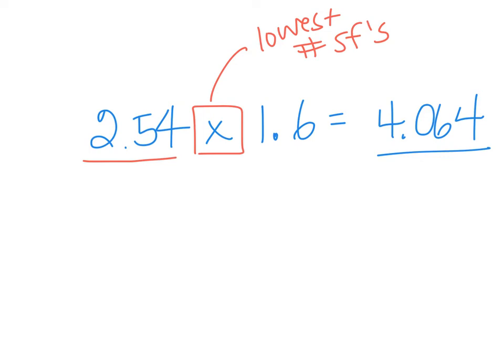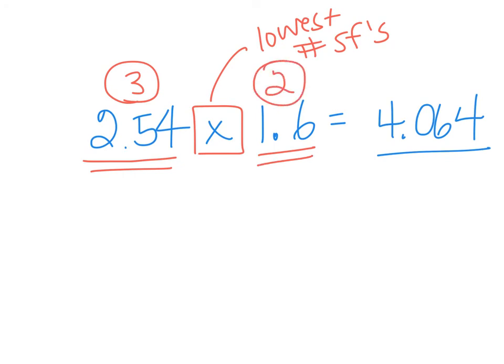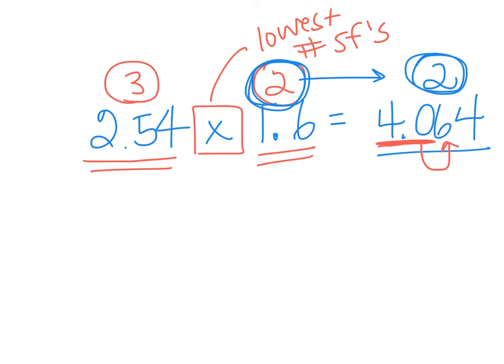So I look at 2.54 and I say this guy's got 3. I look at 1.6 and say this guy's got 2. The lowest number of sig figs is indeed 2. So my answer can only have 2. So I come over here and I underline the first 2, 4.0, looks to the 6, and rounds up to 4.1. So there's my multiply and divide rule.